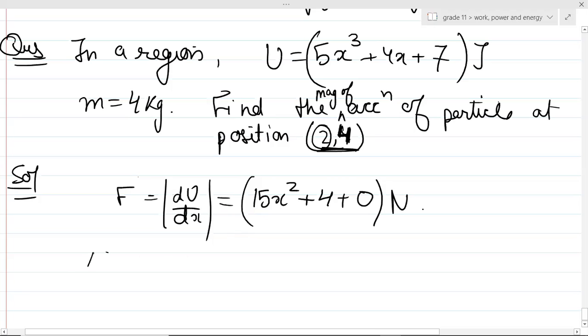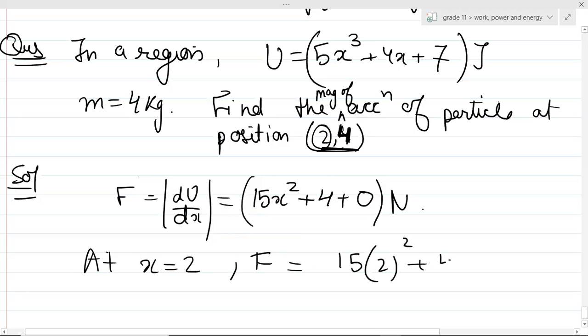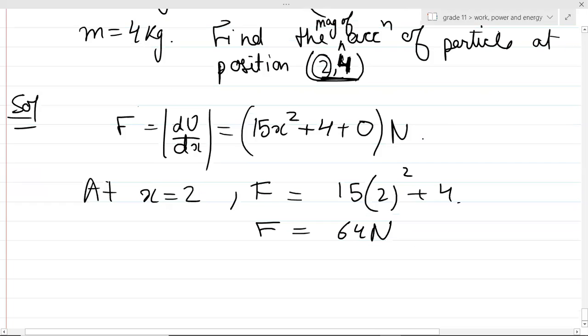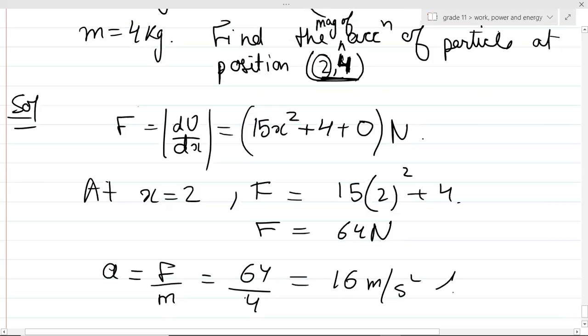So the force at x equals 2 will be 15, and in place of x I'll write 2 square. The force is 64 Newton. And hence, if someone asks you what the acceleration is, acceleration will be force divided by mass. It will be 64 divided by mass 14, and that's the answer. Feel right?